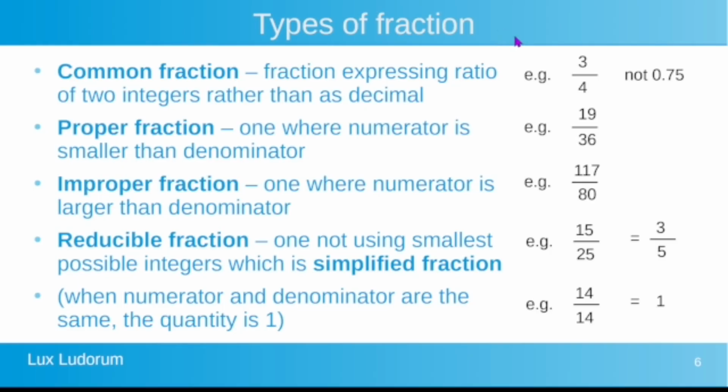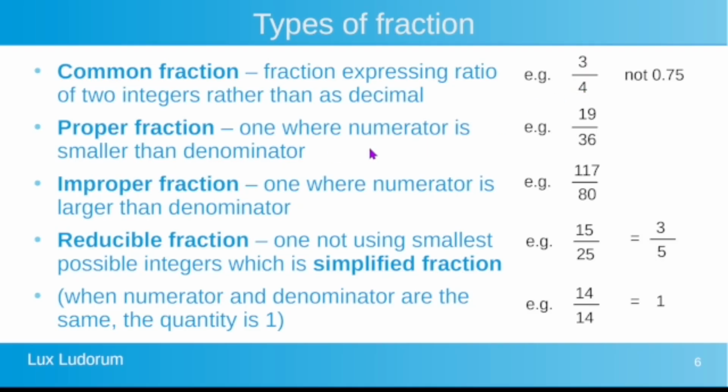Types of fraction. Common fractions: the fraction is expressing a ratio of 2 integers rather than as a decimal. So there's an integer 3, there's an integer 4. This is a form of a ratio. I won't go into why that is, but that is a fraction, a common fraction. It's equal to 0.75, but this is a decimal. 0.75 is not a common fraction. 3 over 4 is a common fraction.